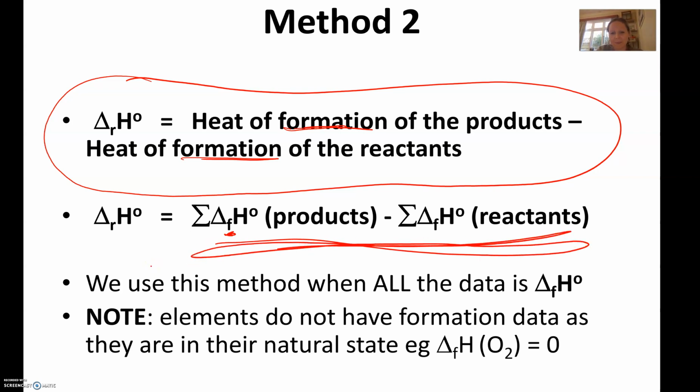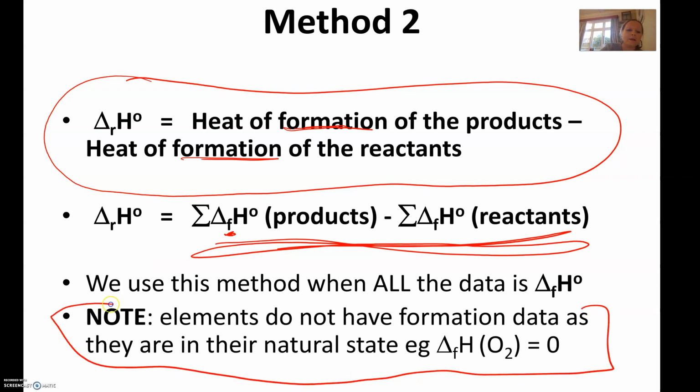It's nice and easy. Just a wee note, elements do not have enthalpy of formation data, and that's because they're in their natural state, and so there's no energy associated with that. So for instance, the enthalpy of formation of O2 is 0 because O2 is the elemental form. The enthalpy of formation of carbon would be 0 because it's the elemental form. The enthalpy of formation of H2 is 0, as it's the elemental form, and so on.